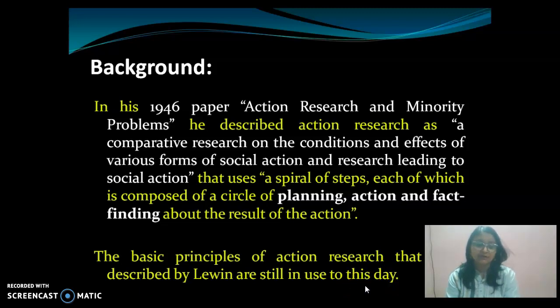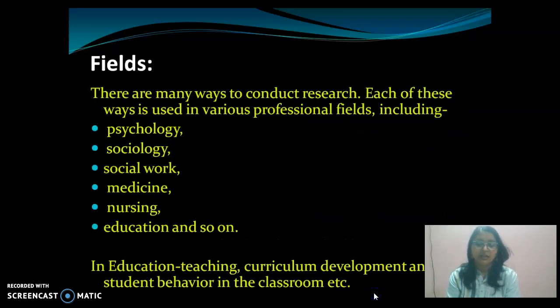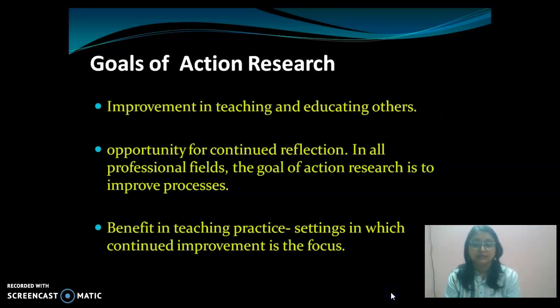Now, the basic principles of action research that were described by Lewin are still in use to this day. We are still using this definition. Now so many other researchers worked in the field of action research, in so many fields, subject-wise, action-wise. People conduct their action research in psychology, sociology, social work, medicine, nursing, and including our field, education. In education, especially in our area, teaching learning process, curriculum development, and the student behavior and other problems related with the classroom should be taken.